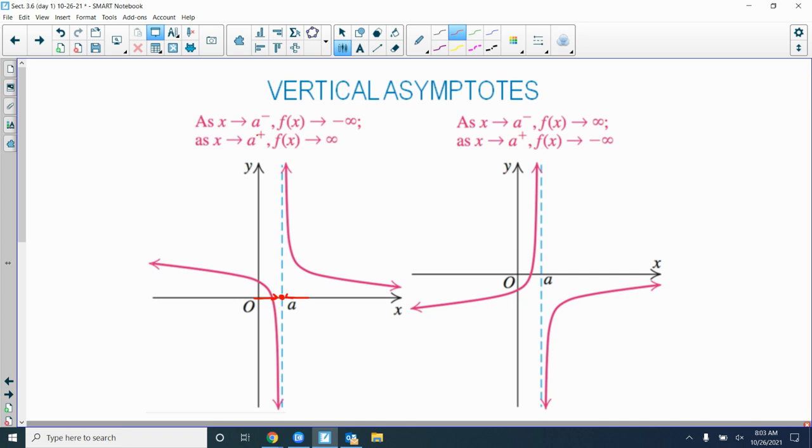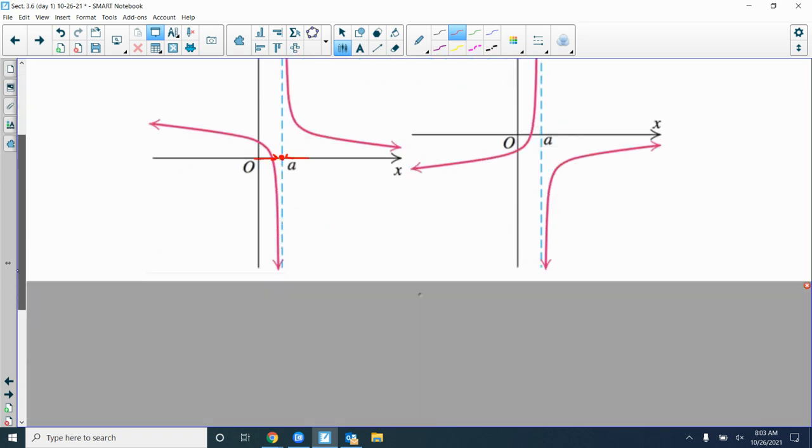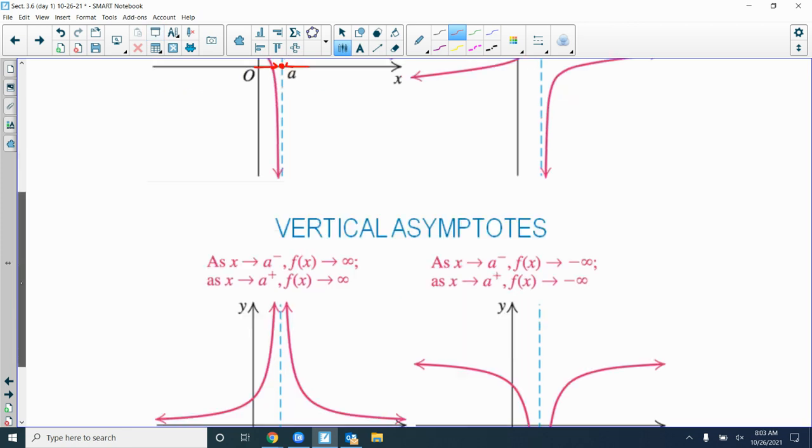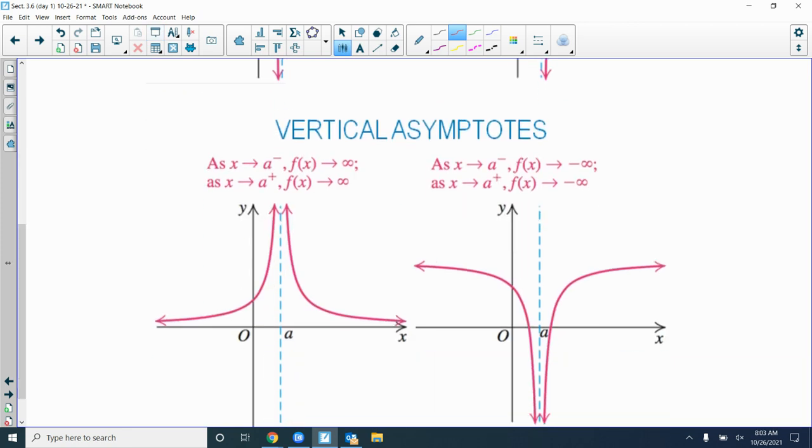As x goes to a on the left, it goes up to positive infinity. As it goes to a on the right, it goes to negative infinity. It will not always go in opposite directions. Sometimes the vertical asymptote will go the same direction. So in this case, as we approach a from the left, it goes to positive infinity. As we approach a on the right, numbers bigger than a, it goes to positive infinity as well. And then down here, they both go to negative infinity. So there's a lot going on with the vertical asymptotes.